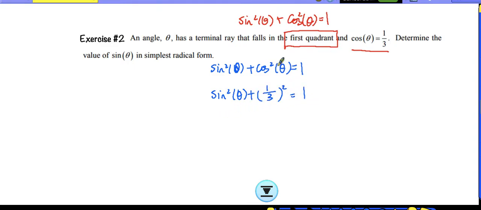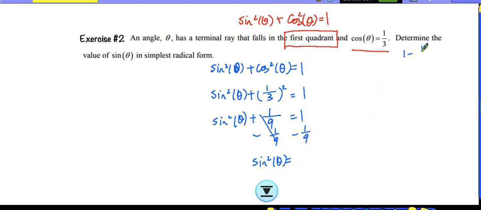Okay, we do the calculation. 1/3 square is numerator square. 1 times 1 is 1. 3 squared, 3 square is 9. And then equal to 1. So in order to find this, we need to just solve like a regular equation. Write down the side notes. 1 minus 1 over 9 is 9 over 9. 1 minus this. So 9 minus 1 is 8 over 9.